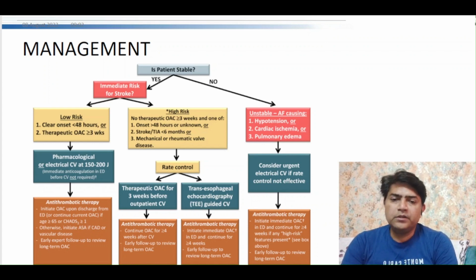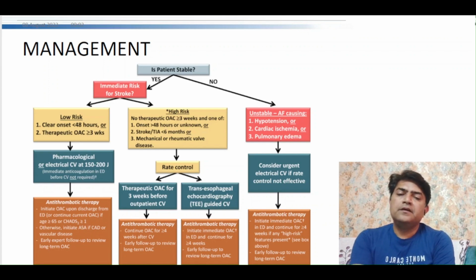Now in all the cases, whether acute or chronic, if the patient is unstable, then you have to do cardioversion. But if the patient is stable, then what do you do? Then mainly there comes the concept of rate control. The rate control drugs are the same: the beta blockers, verapamil, diltiazem. So these are the drugs which we use to control the rate.